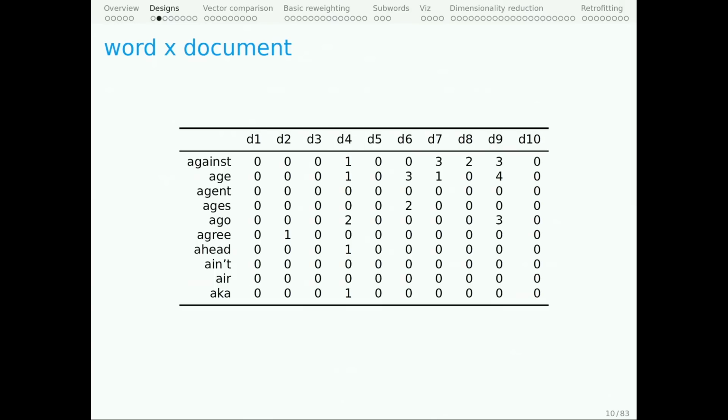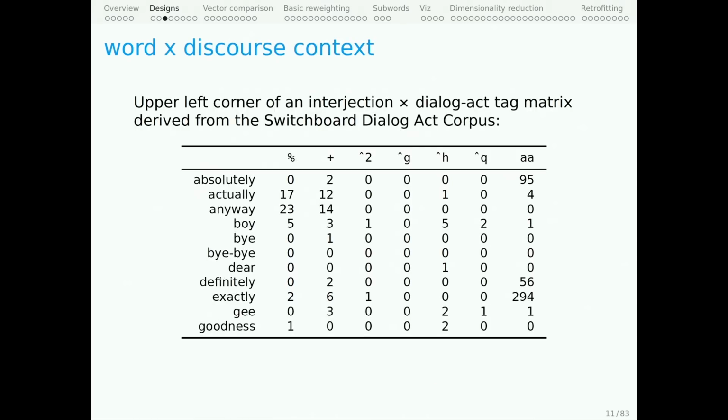I want to return to that because it's another one of these design choices, what you mean when you say co-occur. Yeah. Let me just show you a few more matrices and then we'll get to that. Here, I just wanted to give you a sense for creative thinking around this issue. So this is a word by discourse context matrix.